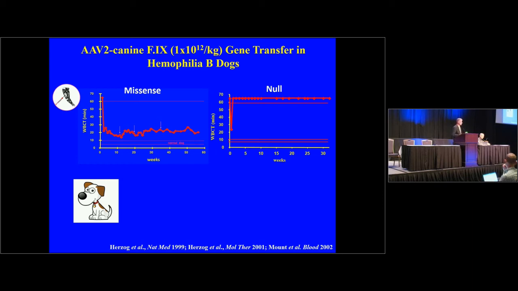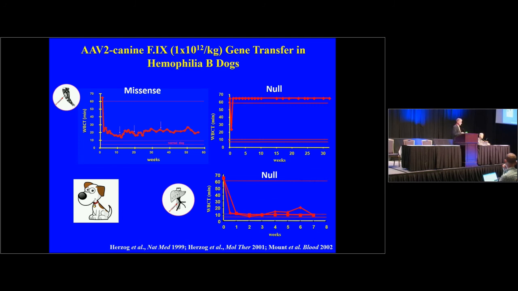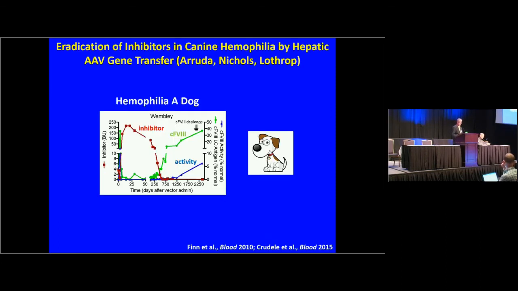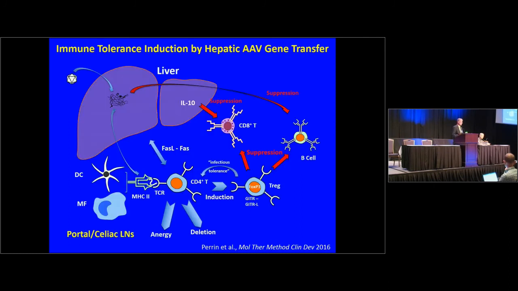Okay, that's maybe not so surprising. But interestingly, you can do the same experiment in these null mutation dogs and get long-term expression and correction if you go into the liver instead of the muscle. So it's not only the underlying mutation, there is also the route of administration, and work by Valder Arruda's lab has shown that you can even use this strategy to reverse pre-existing antibody responses, in this case in hemophilic dogs. And so there must be something special then about hepatic gene transfer, we believe.